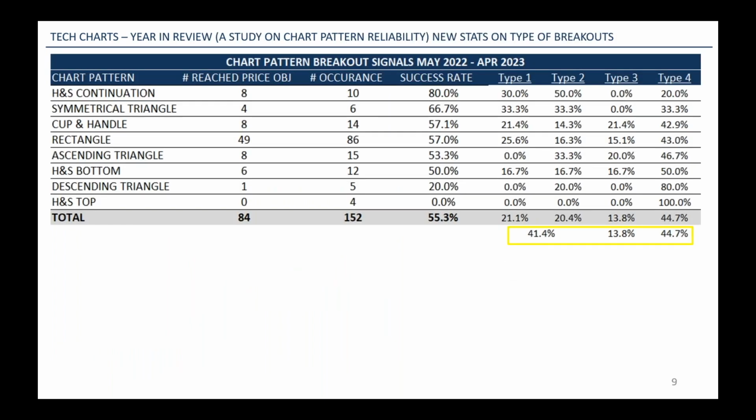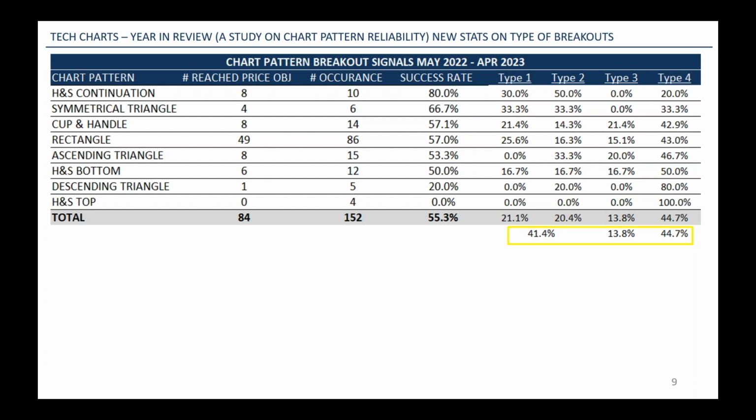Now, if you look at the last 1 year data here, out of, as I said, 55.3 success rate, we're discussing type 1, type 2 being at 41.4%. Okay, 41.4% is still a very good number to deal with, as long as your risk reward is higher than 2.5 to even more than 3, depending on how aggressive you want to manage those trades.